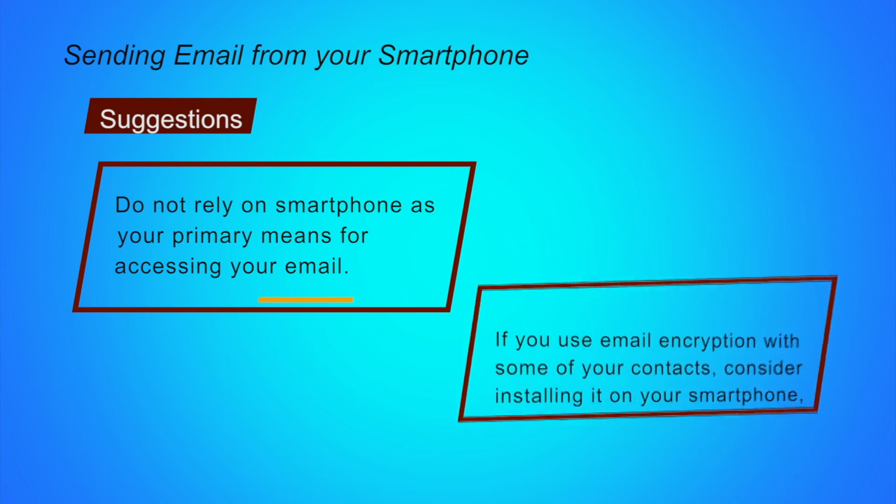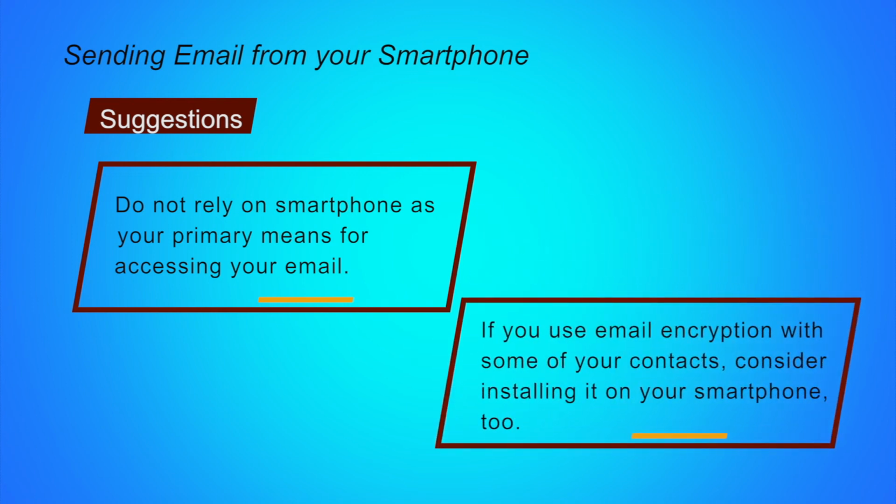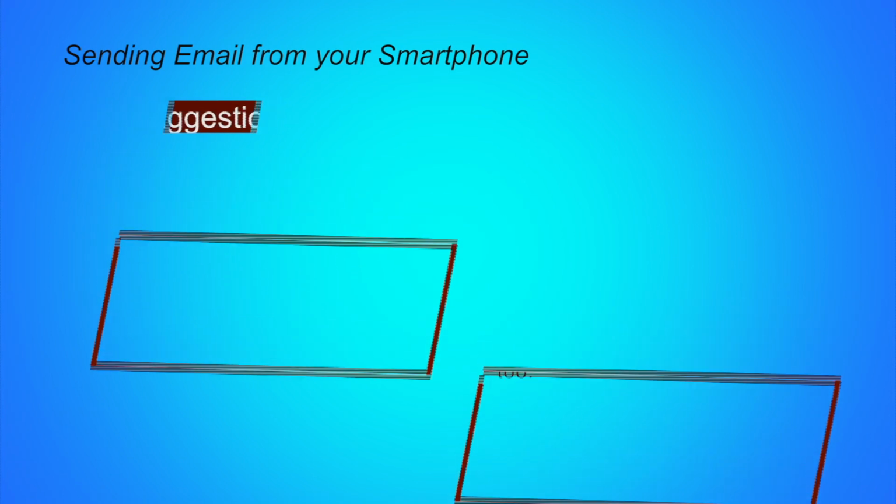And the second one is, if you use email encryption with some of your contacts, consider installing it on your smartphone too. The additional benefit is that encrypted emails will remain secret if the phone falls into wrong hands. Storing your private encryption key on your mobile device may seem risky, but the benefit of being able to send and store emails securely encrypted on the mobile device might outweigh the risk.